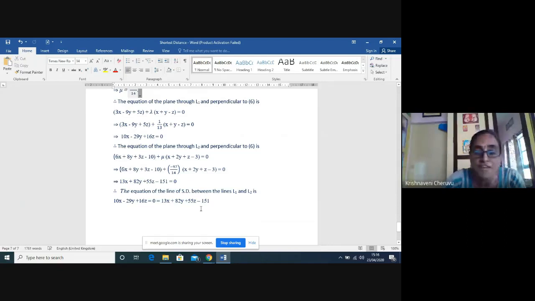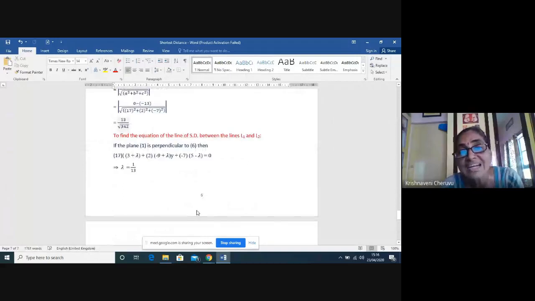Okay, so we finished, girls, all the three models of finding out the shortest distance and the line of shortest distance. What are the varieties? The first variety is when both the lines are symmetric. The second one is when one is symmetric and the other one is unsymmetric. The third one is when both the lines are unsymmetric.